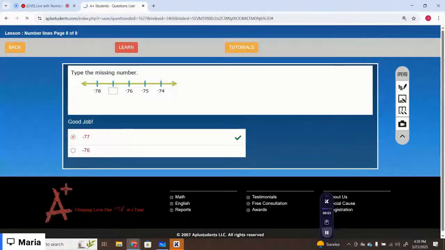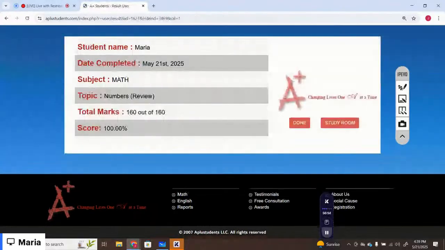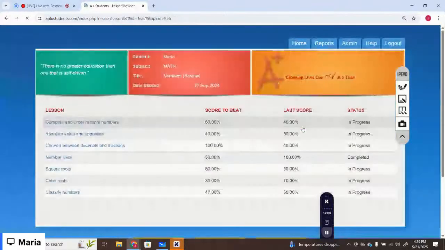We are done with the lesson. So we are working on grade 9 math. The chapter we're working on is numbers. The lessons we have covered today are compare and order rational numbers, absolute value and opposites, convert between decimals and fractions, and number lines.